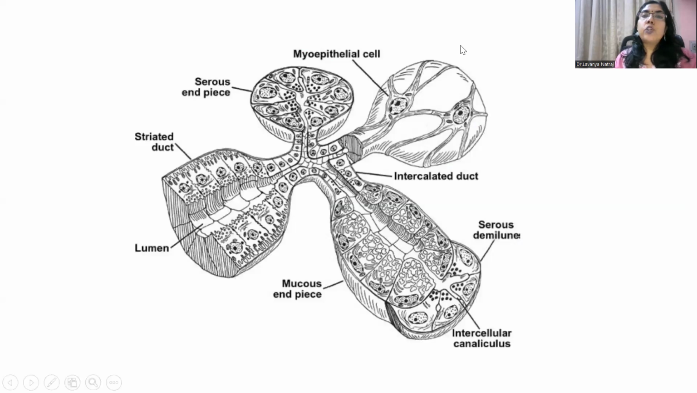So this is the picture of the cells as well as the ductal system of a salivary gland. You can see from this right hand portion, you have the myoepithelial cells. Nearer to that, you have the serous acini, and we have the mucous acini here towards the lower portion. And we have the striated duct as well as the intercalated duct. This is how you picturize the cells as well as the ducts in a salivary gland.